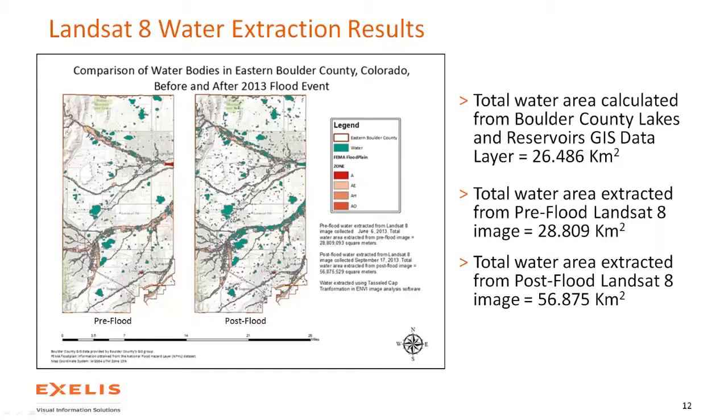The total water area calculated from the Boulder County Lakes and Reservoirs data layer was approximately 26.5 square kilometers. The total water area extracted from the pre-flood Landsat 8 image was approximately 28.8 square kilometers. A visual inspection of the pre-flood image shows that the modified normalized difference water index was actually quite accurate and picked up several water bodies that were not included in the Boulder County GIS dataset. The total water area extracted from the post-flood Landsat 8 image jumped to approximately 56.9 square kilometers.